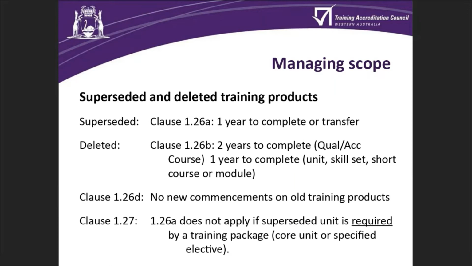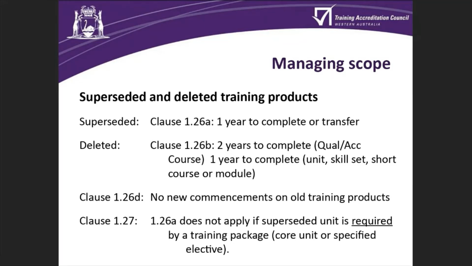Under clause 126D, you must be careful that you don't have new commencements on old training products. So fundamentally, when something has been removed from training.gov, then you cannot have any new commencements.